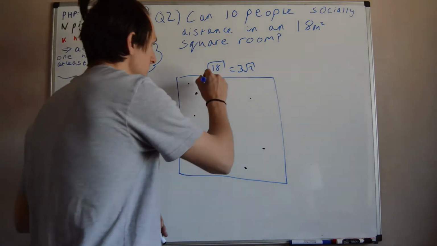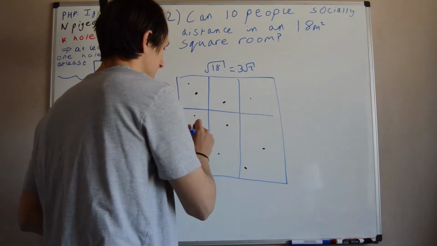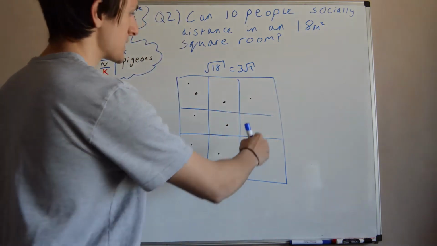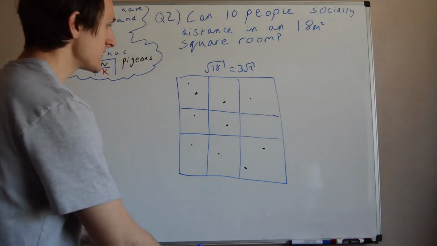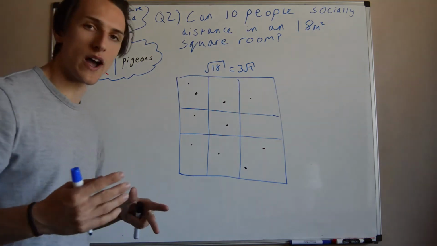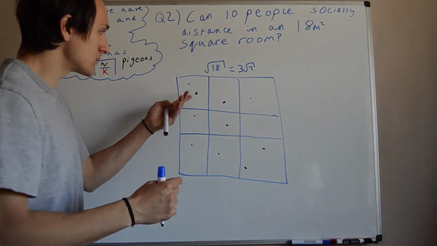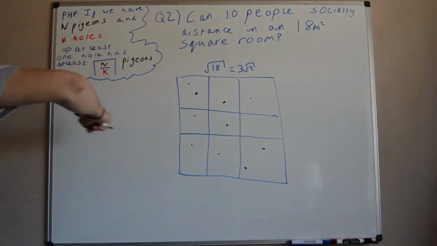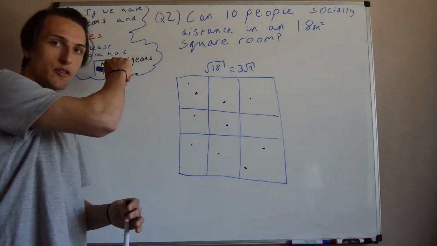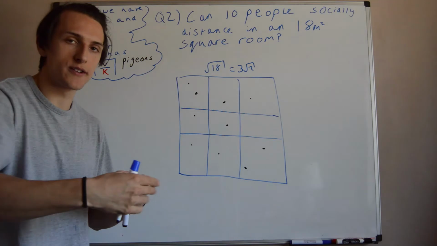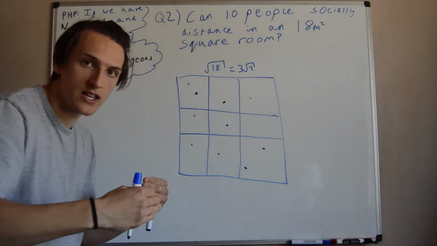Maybe one neat way would just be, let's just divide the bigger square into 9 equally sized smaller squares. And these are supposed to be equally sized, it's not the best drawing. Well, now what do we see? Well, there's at least one square that has at least 2 pigeons in it. Okay, so if we were to apply the generalized pigeonhole principle, we'd have 10 for our number of pigeons, divided by 9, which is 1 point something, and then we take the ceiling of that. So the ceiling of 1 point something is just 2.